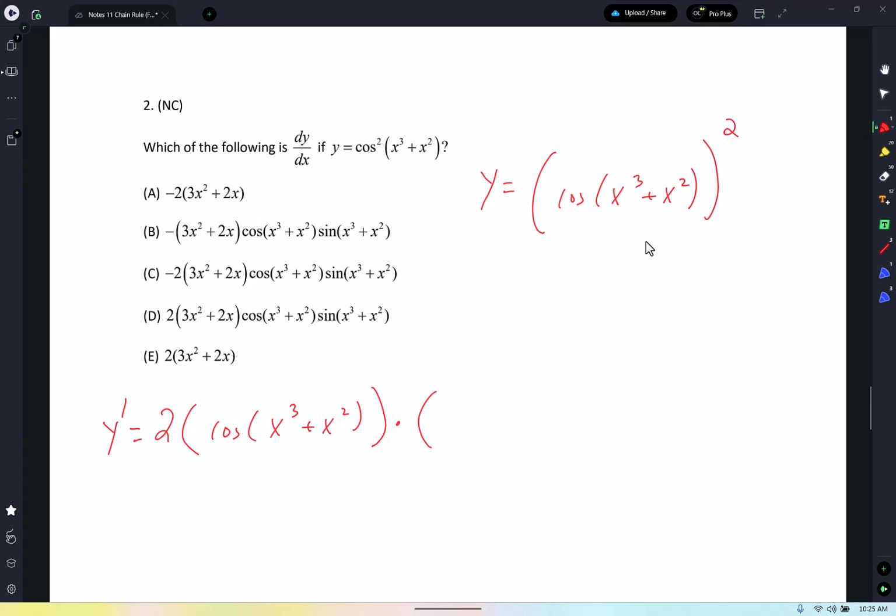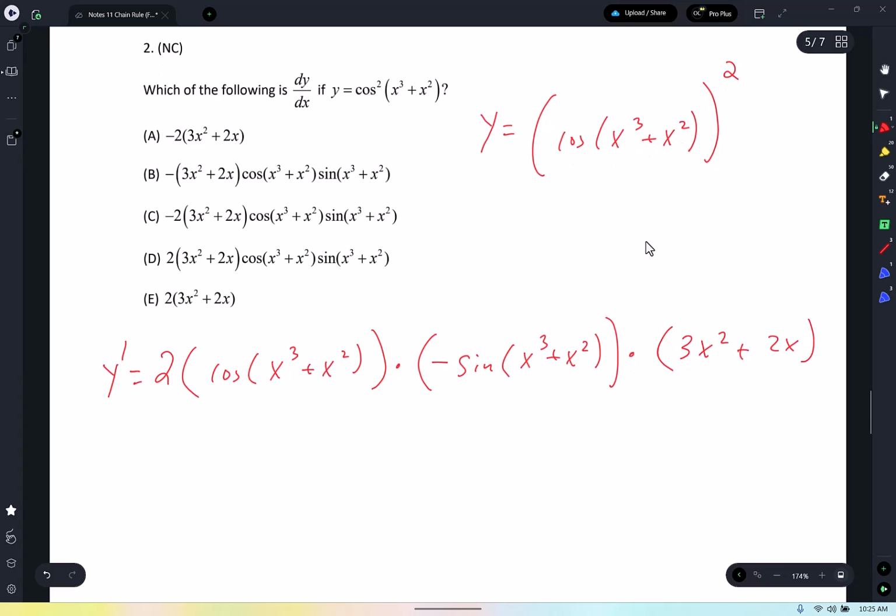What's the derivative of cosine? Negative sign. Put parentheses because then it's going to look like you're subtracting. Negative sine of x cubed plus x squared, close. I guess you can close this one. Am I done? Or no, times the derivative of that inside. What's the derivative of x cubed? What's the derivative of x squared? There it is. All that is a product.